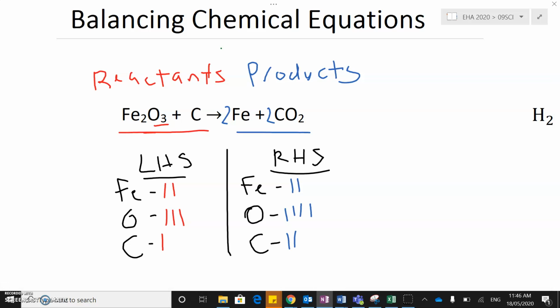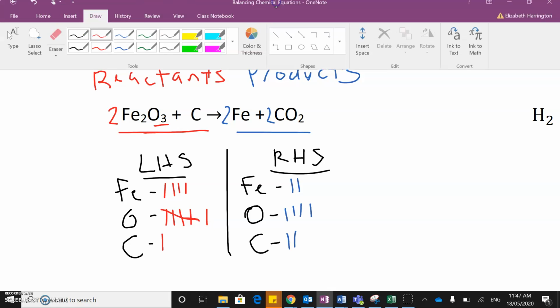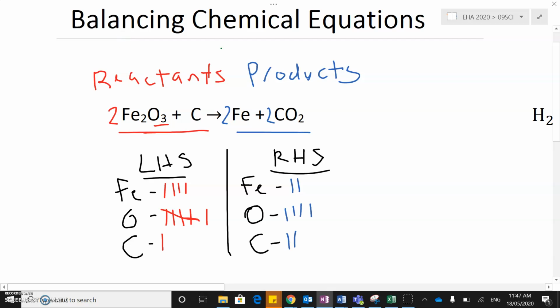I'm going to have to multiply my iron oxide by a coefficient, or increase the number there. I'm going to do that with a 2. So now we've got 2 times 2 is 4 irons, and I've got 6 oxygens because I have 3 times 2. Moving back over to my products.